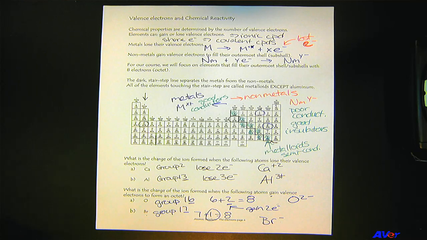Alrighty, so that wraps up our overview of the electronic structure of atoms. This would be a great time to work through a few practice problems to reinforce your understanding.